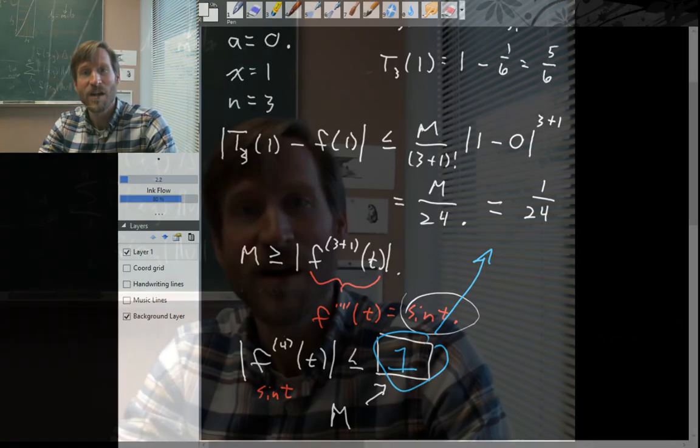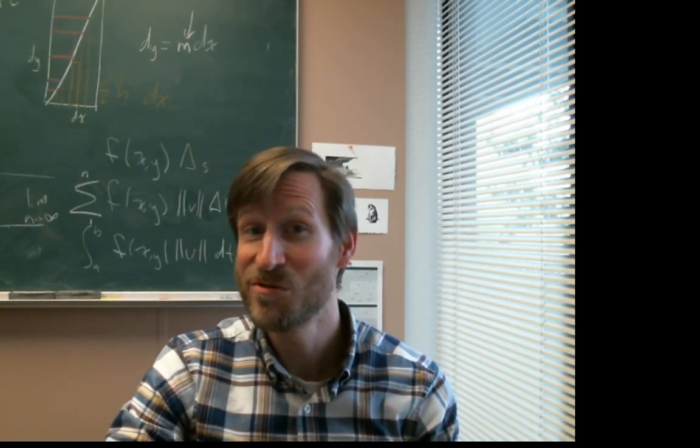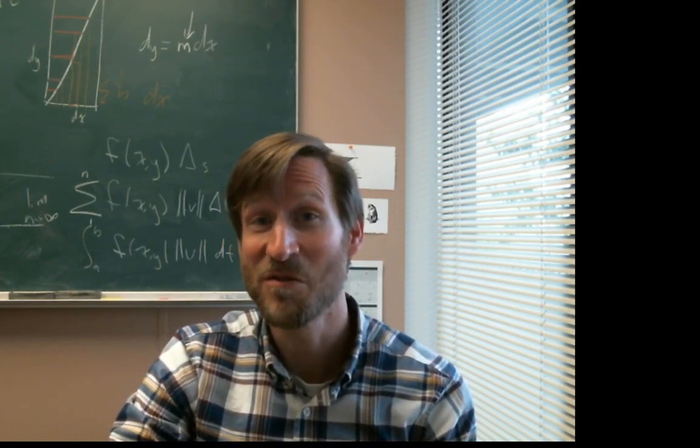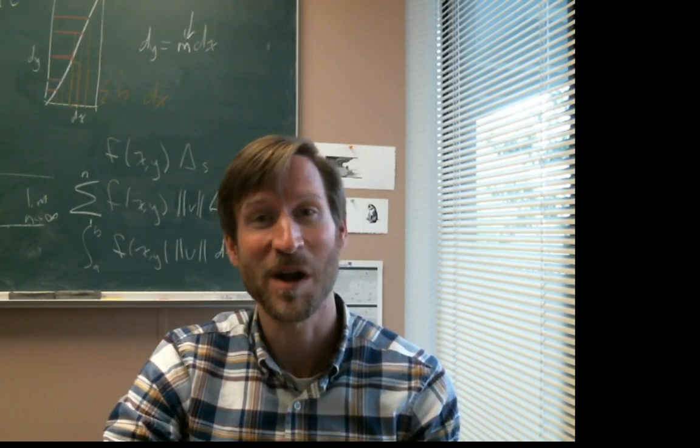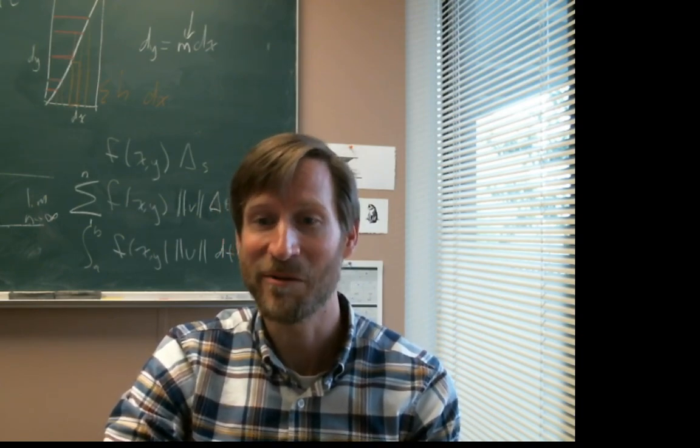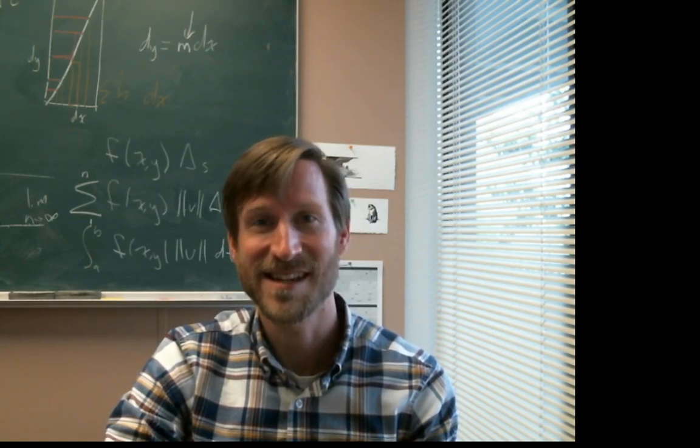For having to add together only 2 terms in our Taylor polynomial, getting as close as 1 over 24 is actually pretty good, especially considering that our x value 1 was pretty far from our base point at 0. In our next example, we'll look at another way we can use the Taylor error bound.